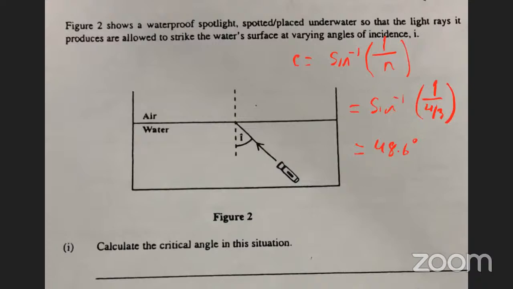Anybody online got 48.6 again? Yeah, Jaya. Okay, nice. So it's sine inverse 1 over 4 over 3. Okay, thank you. Good job, Quinn. And last part.